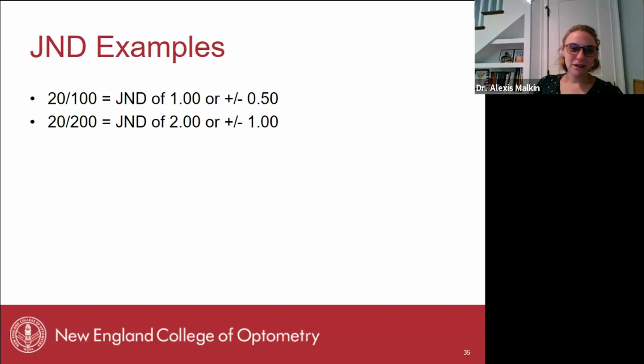But a JND, the 20/100 would be a JND of 1, which is why I think a lot of people chose plus minus 1. But that's your full difference is 1. So your bracketing lenses would be plus a half and minus a half to give you a total of 1. Just like if you had a 20/200 patient or 6/60 patient, the JND would be 2, so your bracketing lenses would be a +1 and a -1. Now, if you're unsure, I always say err on the side of the larger lens change, because you can always back off and do smaller lens changes as you work through the refraction.